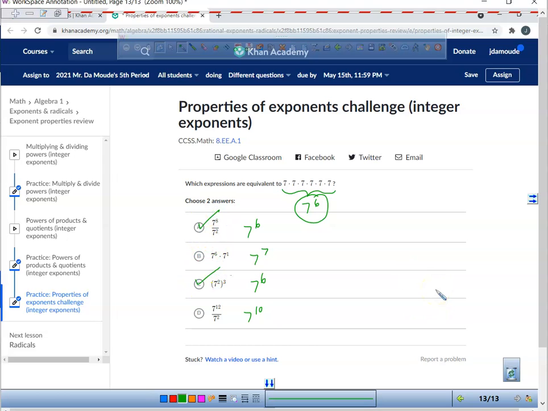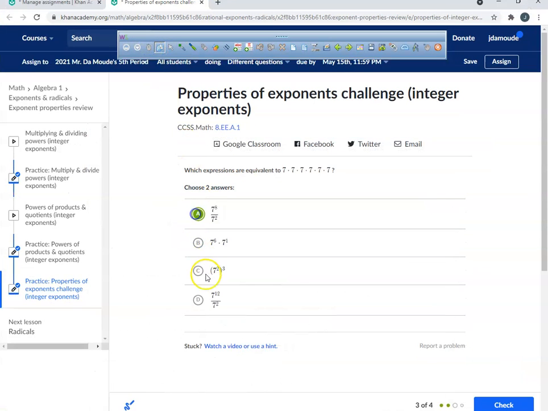So this is a great way to understand which property is being utilized here. The quotient property. Which one here? The product. Which one right here? The power. This one right here? The quotient. So A and C are the only ones that equal 7 to the power of 6.